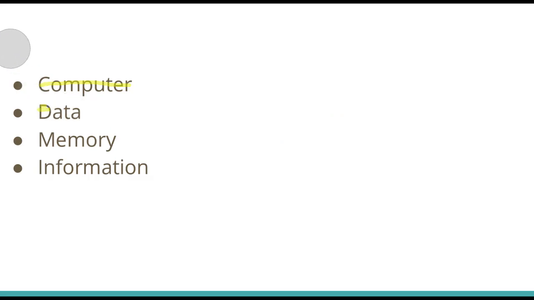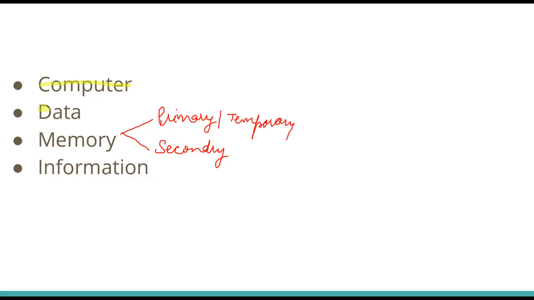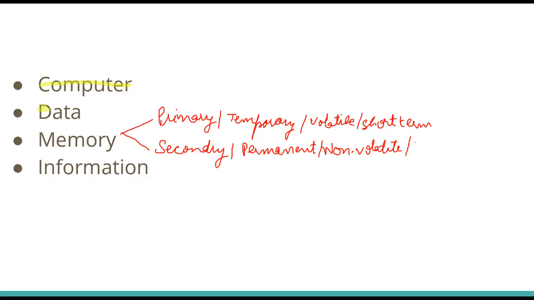What are the different types of memories? You might already know about this because these are the basic terms. So the first type of memory is primary memory, and the second is secondary memory. Primary memory is also known as temporary memory, and it has other names like volatile and short-term memory. Similar to that, secondary memory also has different names, like permanent memory, non-volatile memory, and long-term memory.